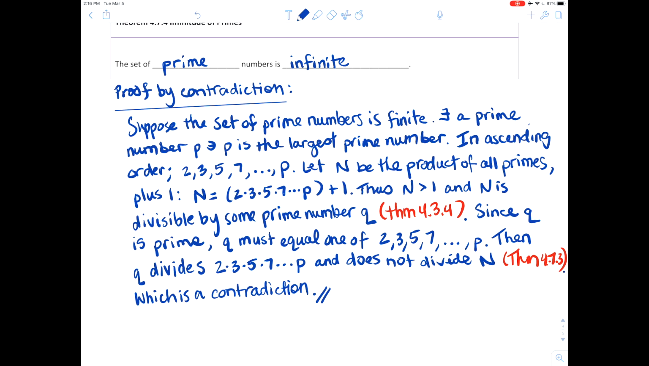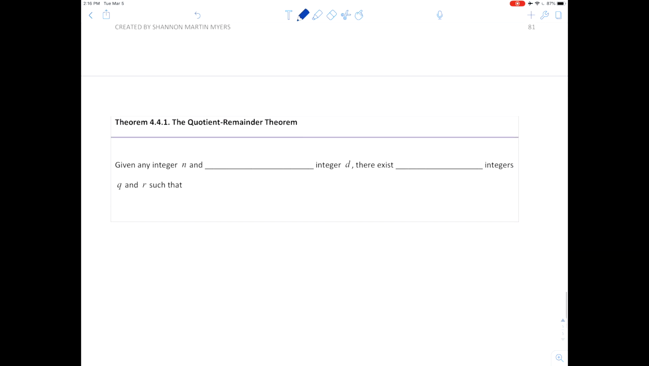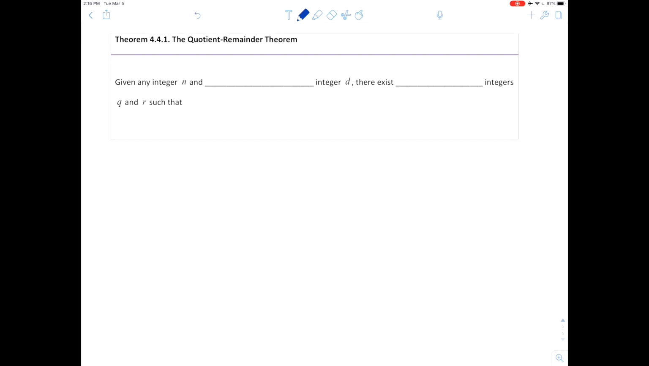Cool, cool? All right, so now we'll wrap it up by doing the uniqueness portion of the quotient remainder theorem. Recall, given any integer n and positive integer d, there exist unique integers q and r such that n equals dq plus r and 0 is less than or equal to r, which in turn is less than d. Okay? So let's do it.